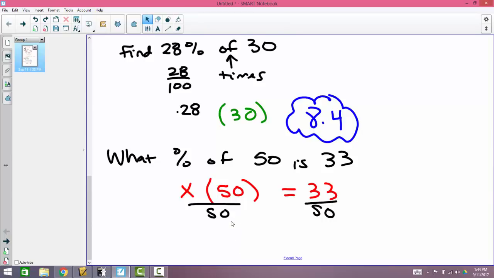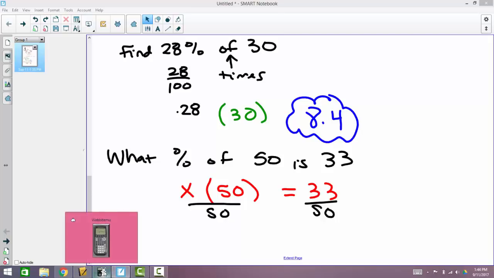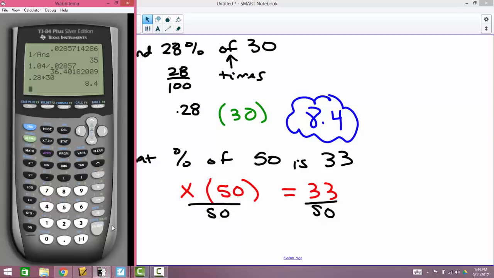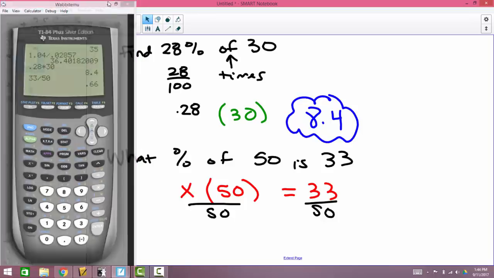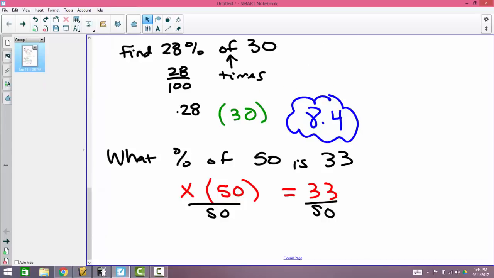So this percent, it should be more than half. 33 is more than half of 50. So again, just in your mind, get in your brain the ballpark of what it should be. It is just easy to make small mistakes, so it's good to be mindful and make sure your answer is making sense to your senses. So 0.66. So x equals 0.66.